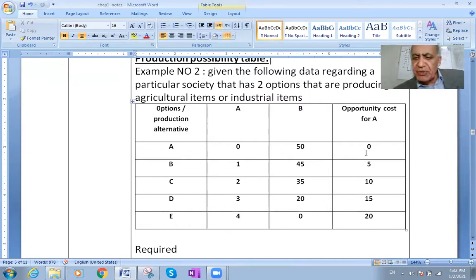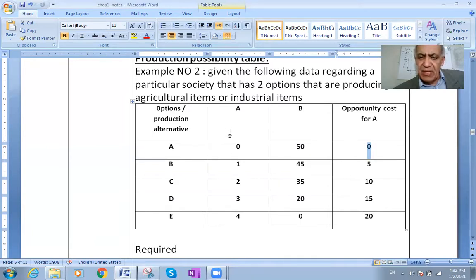Then the opportunity cost is what you sacrifice in favor of the other. But how can I calculate it from the table exactly? It's exactly like the marginal. As an example, here at 0, you didn't sacrifice anything, because you only produce 50 from B and 0 from A. So the opportunity cost for A is 0 here.